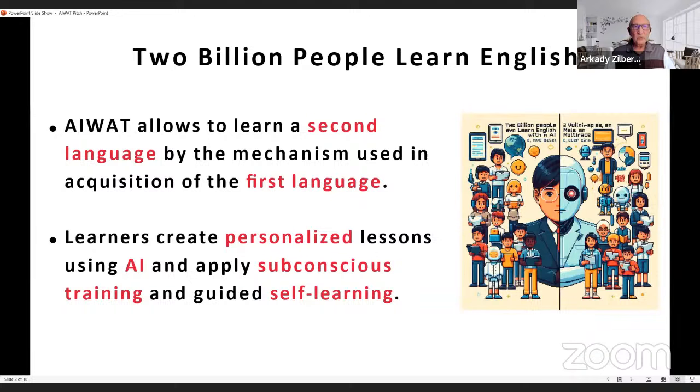Actually, to use for acquisition the same mechanism as we used for our first language, it's not the first proposal. Stephen Krashen was talking about that. However, at that time, we did not have technology. And Stephen Krashen did not give a definition of what subconscious training is. I will talk about it in detail on the next slide. Learners create personalized lessons using AI and apply subconscious training and guided self-learning.